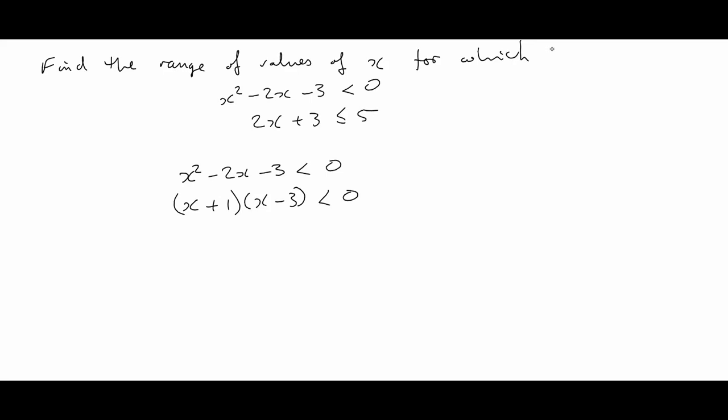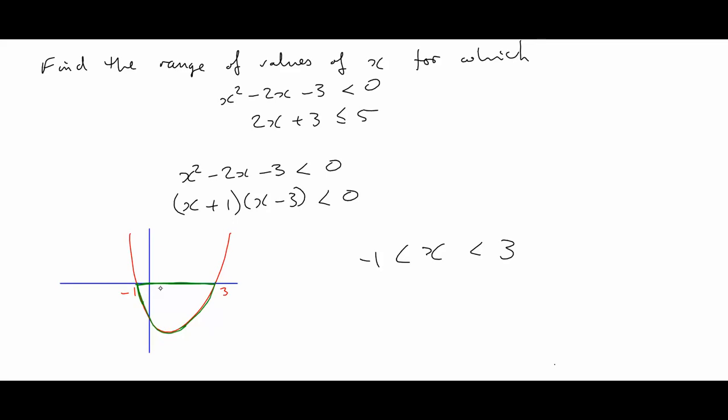Again, to solve that, we sketch the curve. This time, because we have less than 0, the part of the curve which is below the x-axis is here. It's between minus 1 and 3, when x takes a value between minus 1 and 3. And the way we write that is in one statement: x must be greater than minus 1 and less than 3.